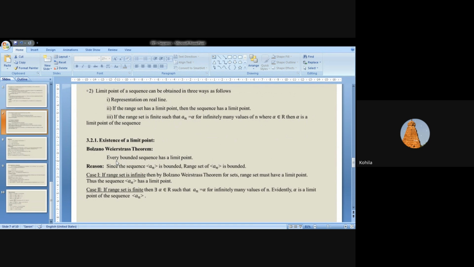Next section, Bolzano-Weierstrass theorem. Theorem statements are important. Every bounded sequence has a limit point. It's a very important one. Note it down: every bounded sequence has a limit point.